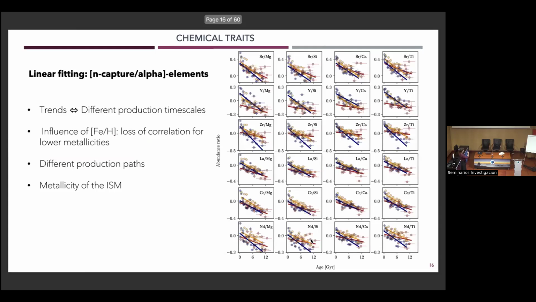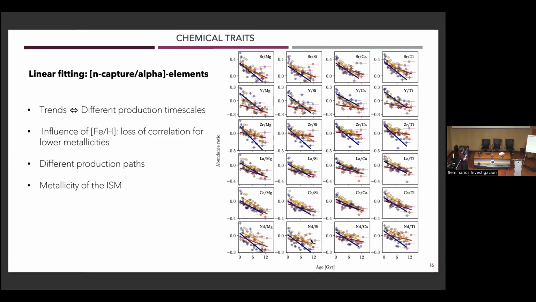We repeat this type of exercise. Sorry, this plot is very overwhelming, but basically what you see here is the same exercise I just showed to you, but for different neutron capture over alpha combinations.